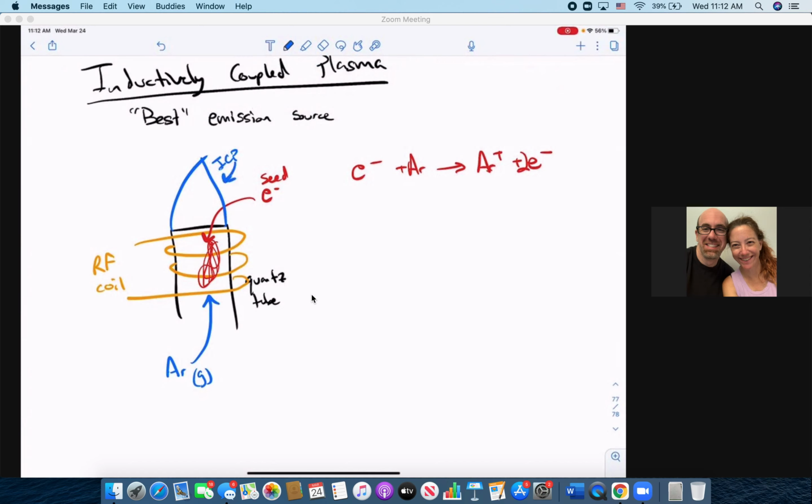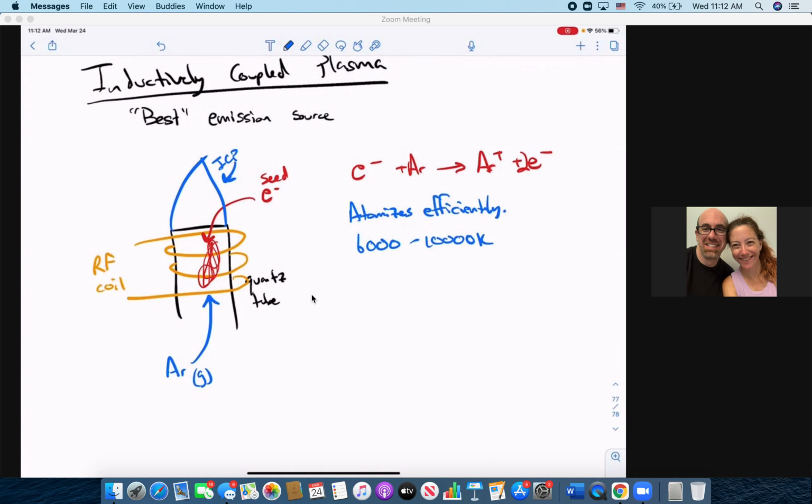It's inductively coupled because you use induction from that coil to create and sustain the plasma. It atomizes very efficiently, so it creates a lot of atoms. It ranges from 6,000 to 10,000 Kelvin. Much hotter than flames can produce. An oxygen flame can maybe hit 4,000 Kelvin under the right conditions. So these are very hot sources.